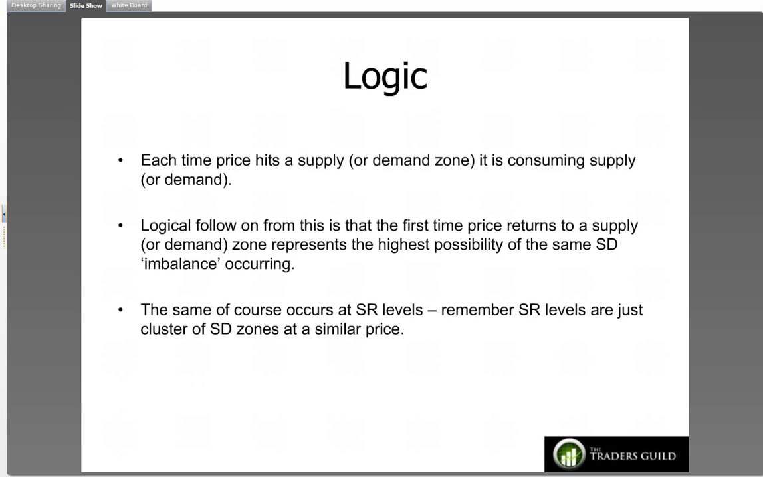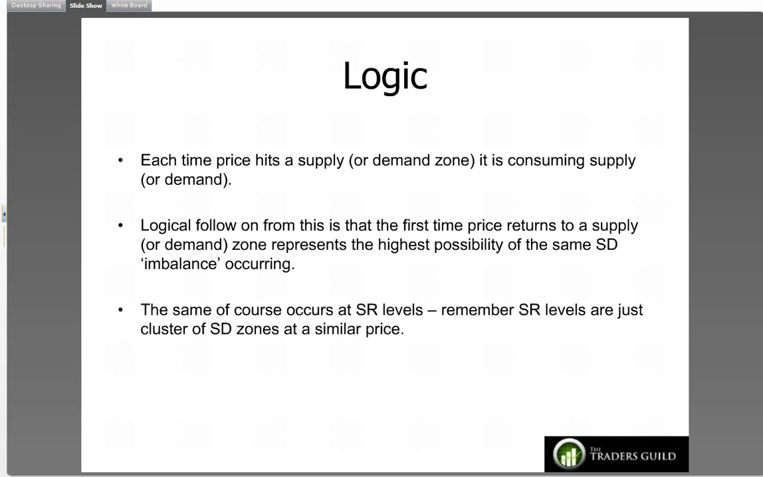So to start with logic then, if we have a supply and demand zone and price has a strong breakout from that zone, it stands to reason that the highest probability of that same supply-demand imbalance occurring is going to be on that first time back.